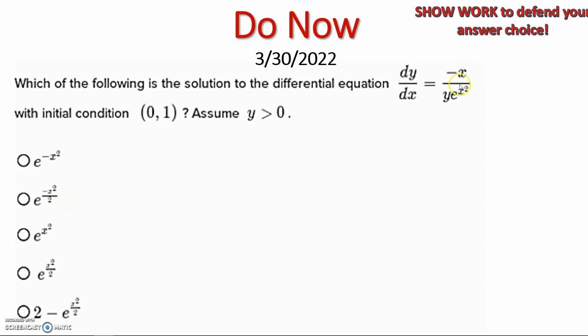All right, so here is today's do now for Wednesday, March 30th. Which of the following is the solution to the differential equation dy/dx is equal to negative x over y e to the x squared?